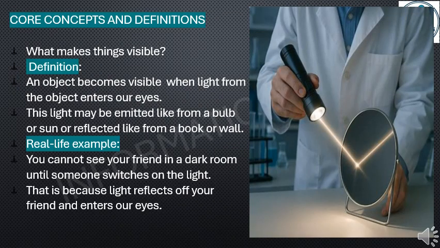Have you ever wondered how we are able to see things around us? An object becomes visible when light from that object enters our eyes. This light can either be emitted, like from the sun or a bulb, or reflected, like from a book or a wall. For example, imagine you are in a dark room with your friend. You won't be able to see them until someone switches on the light. That is because light reflects off your friend and enters your eyes, making them visible. So, light is the key that unlocks our ability to see the world around us.